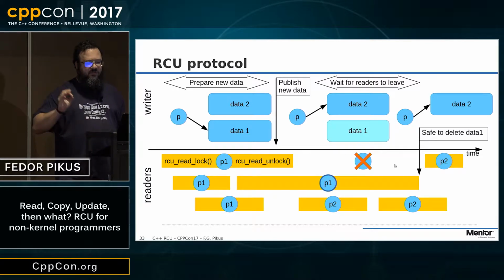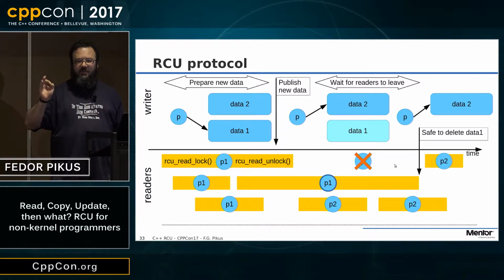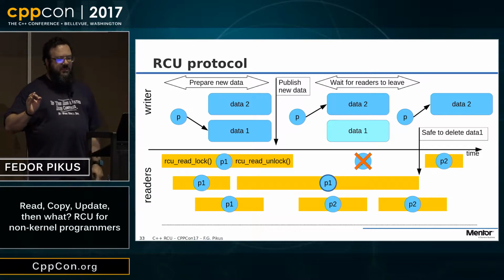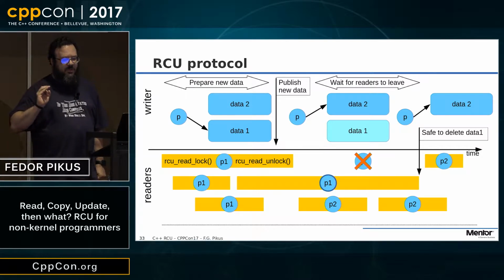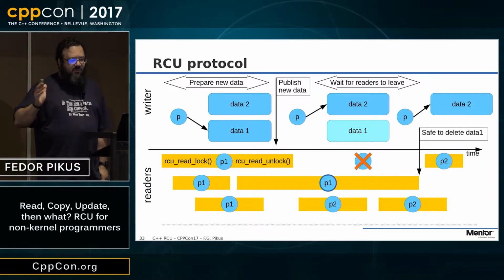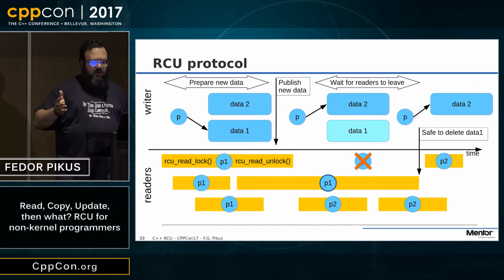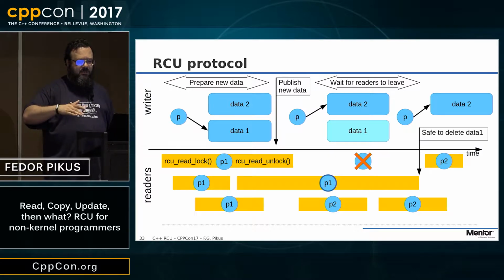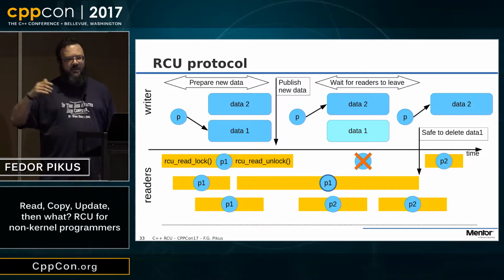But one of the readers has P1, still uses it. I cannot delete what P1 points to. I have to wait for all of the readers that acquired P1 to leave by calling RCU read unlock. Some of the readers will already be on the new version of data, and that's fine. But when the last one that still can see data 1 leaves, unlocks, now it's safe to delete data 1. I can delete it immediately, I can delete it later, that's my own problem.